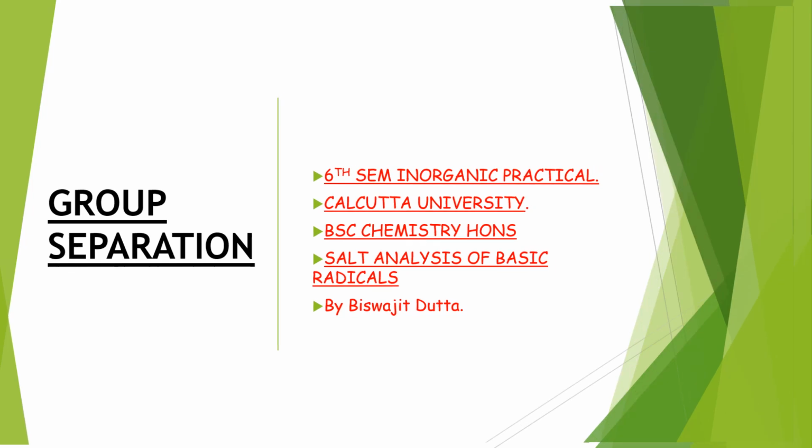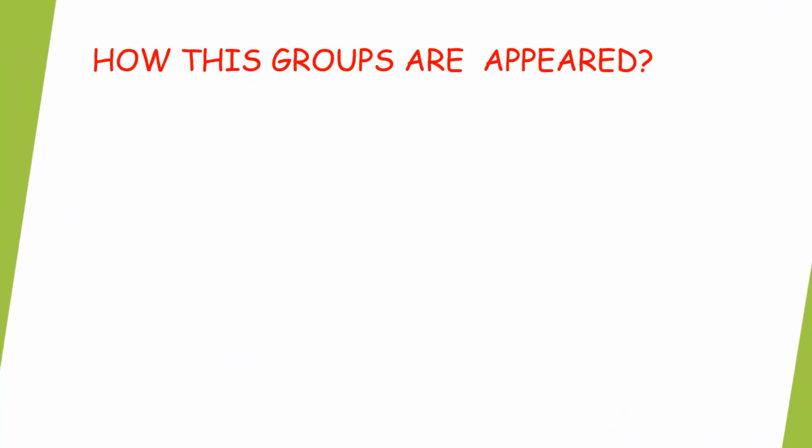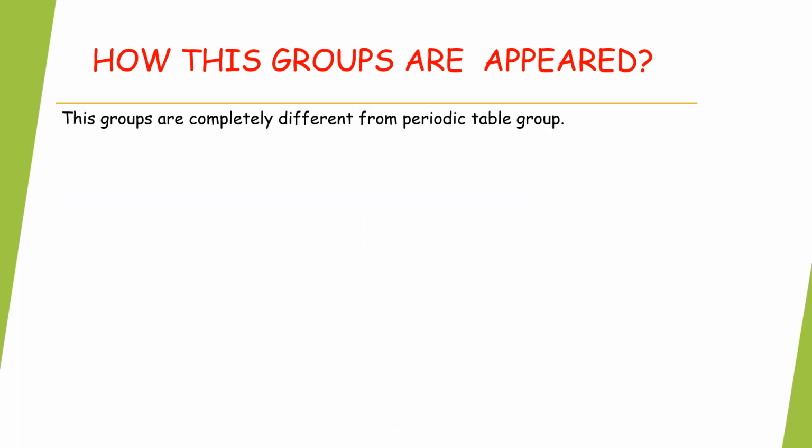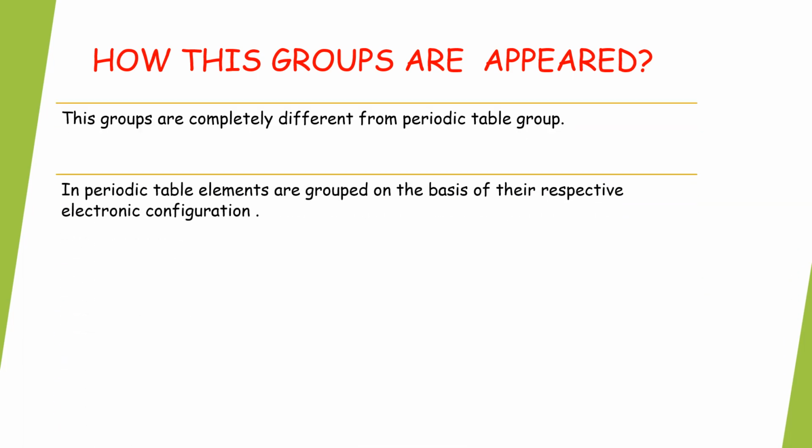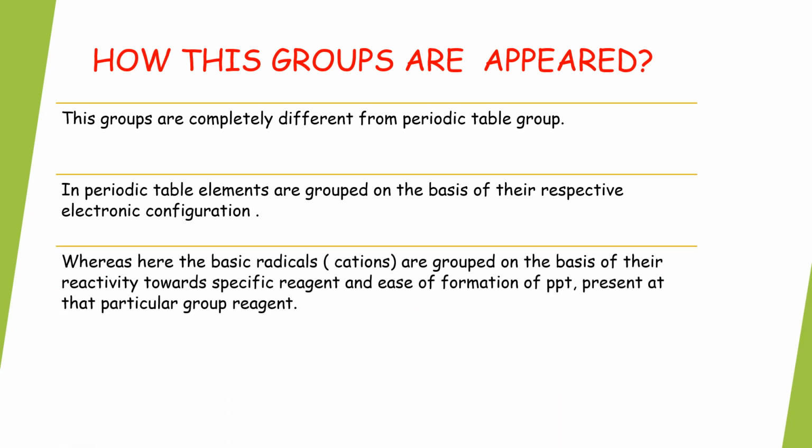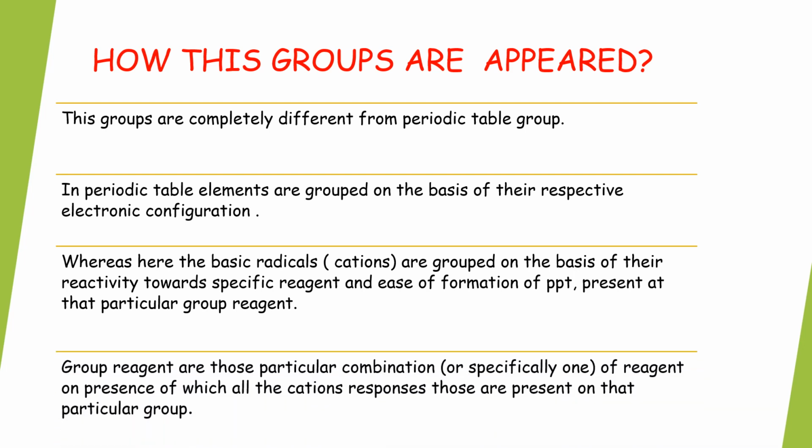Now moving on to the next part, how these groups appear. These groups are completely different from periodic table groups. In the periodic table, elements are grouped on the basis of their electronic configuration, whereas here the basic radicals or cations are grouped on the basis of their reactivity towards a specific reagent and the ease of formation of precipitate present at that particular group reagent.